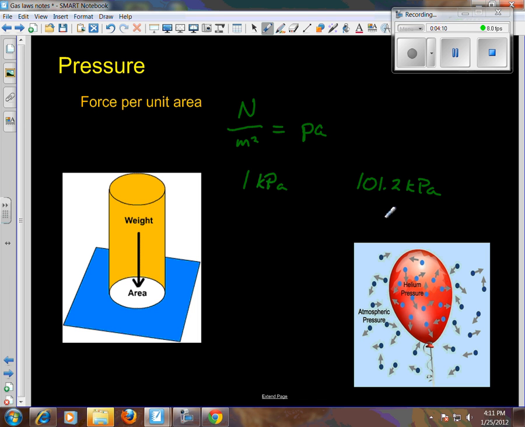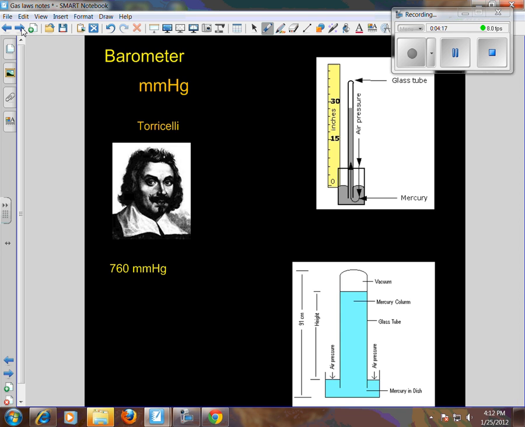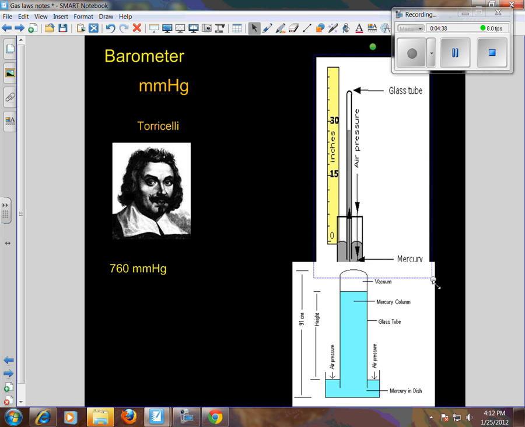What happened before we started using kilopascals is we started looking at something called millimeters of mercury. And the guy who kind of figured this out was a guy by the name of Torricelli. And what Torricelli did is he made a barometer. And what he figured out is that if he took a column full of mercury, and I'll expand this a little bit so you can see what I'm talking about.